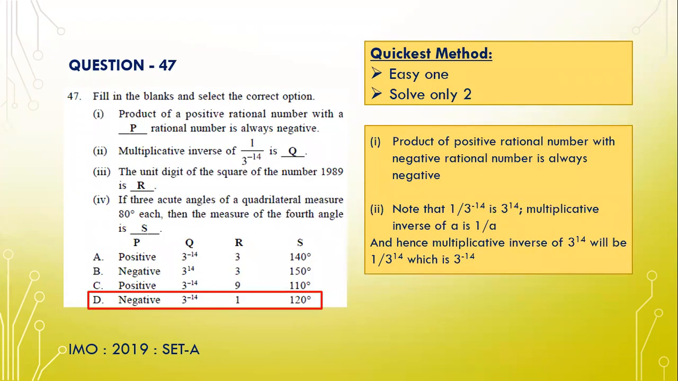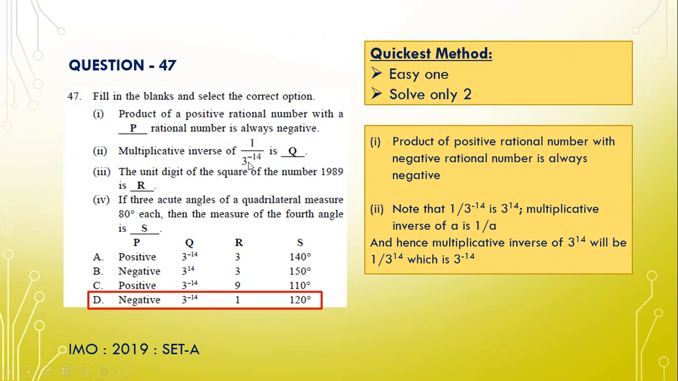Fill in the blanks and select the correct option. The product of a positive rational number with a negative rational number is always negative. So with a positive number, what do you want to multiply so as to get negative? It should be a negative rational number, isn't it? When you multiply positive with a negative, it is always negative. So the product of a positive rational number with a negative rational number will always be negative.